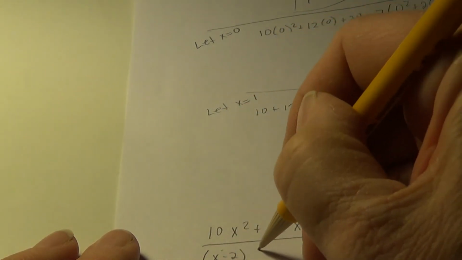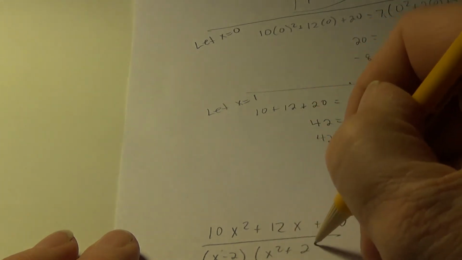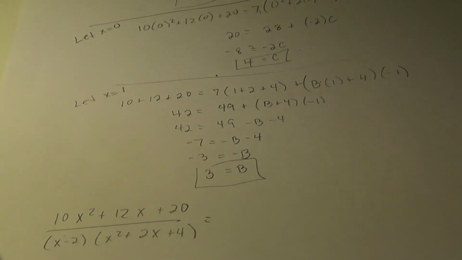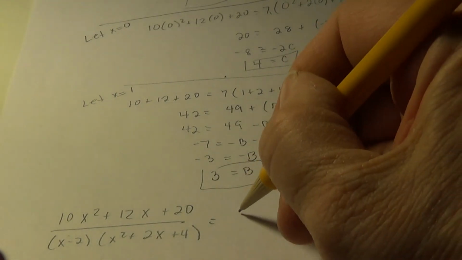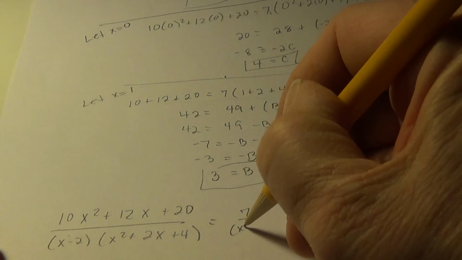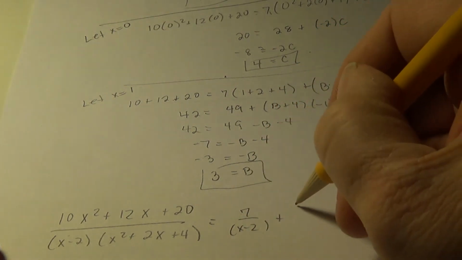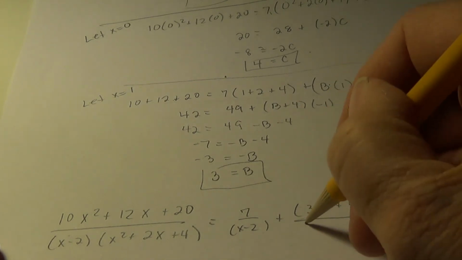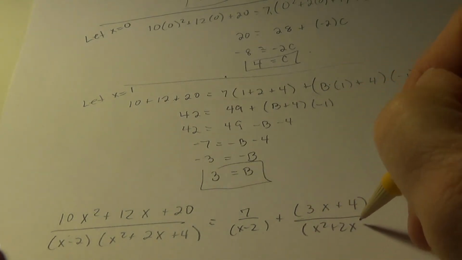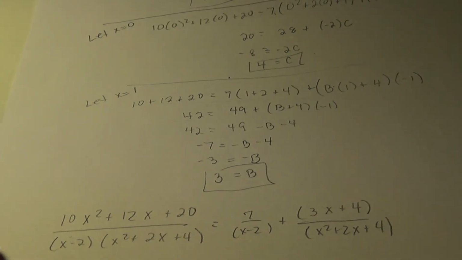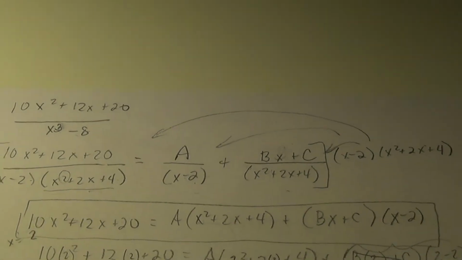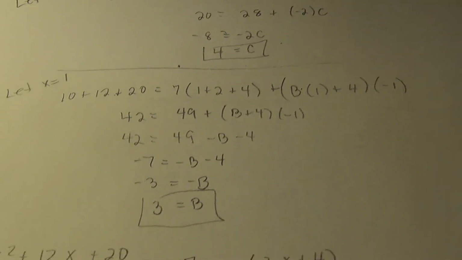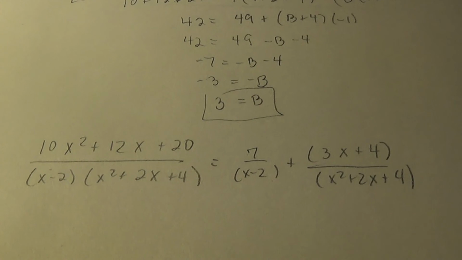The original problem was x minus 2 times x squared plus 2x plus 4. And now I know that A was 7, my B is 3, and my C was 4. So it's sort of like we're taking that expression in the beginning and finding out what A, B, and C are and putting that together.